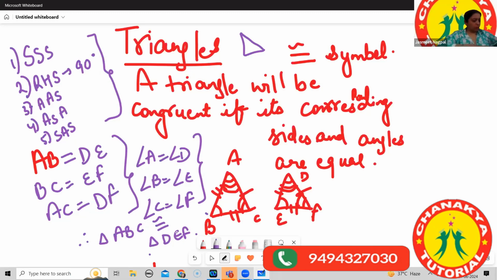So, what is the first one? The first one is triple S, right? Yes. Listen to me. If all the 3 sides of a triangle are equal to the 3 corresponding sides of another triangle, then it is a congruent triangle. Ma'am, like you showed us the example of ABC, DEF, right? Yes, you will always write it down like this.